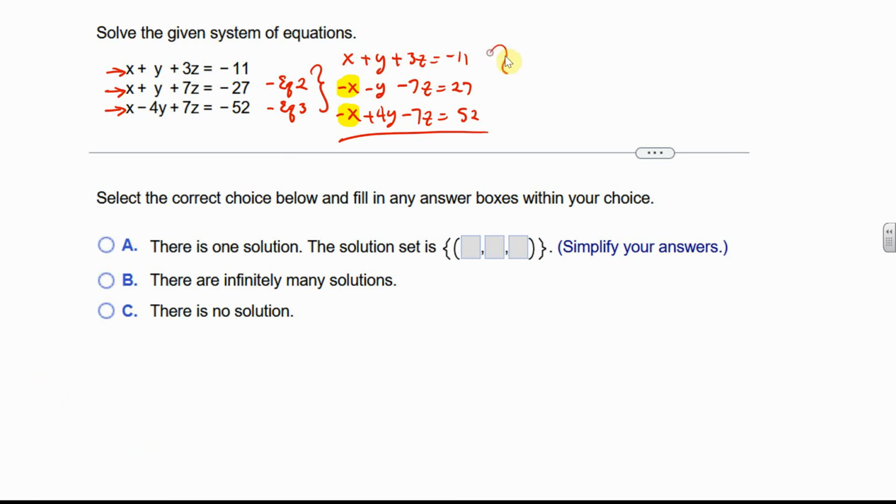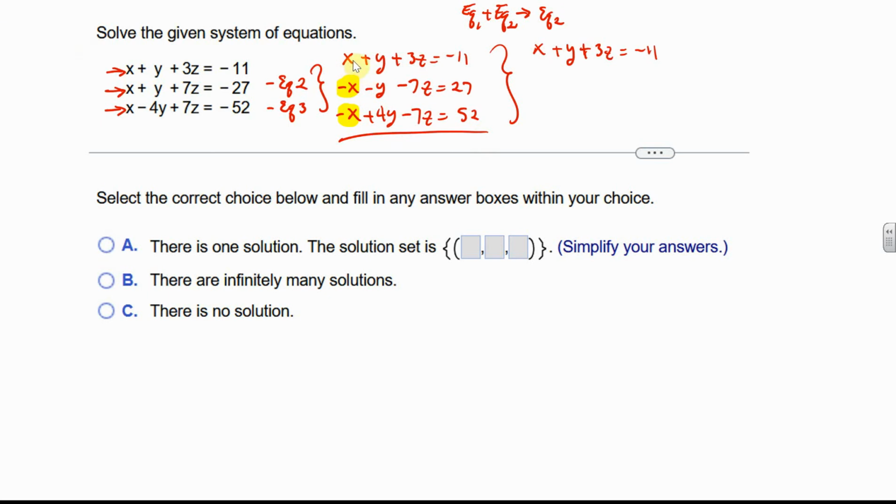So when I do that, I'm going to put the new form over here. That first equation stays the same: x plus y plus 3z is equal to negative 11. Now I'm going to add row 1 to row 2, or that is, add equation 1 to equation 2. So equation 1 plus equation 2 gives us a new equation 2. Okay.